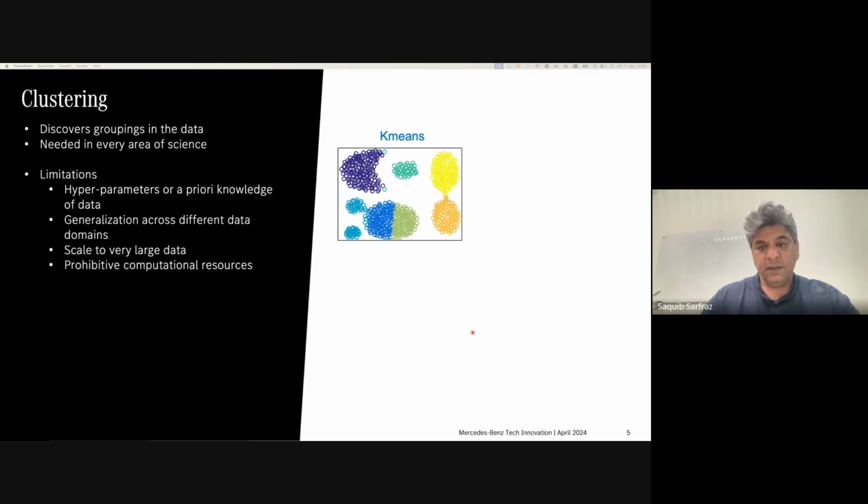And to make things even more difficult, in many cases these clustering algorithms do not generalize well across different data domains or different high dimensional feature spaces, meaning that when you switch your data distribution, you need to reconfigure or re-specify hyperparameters that would work well for this data.